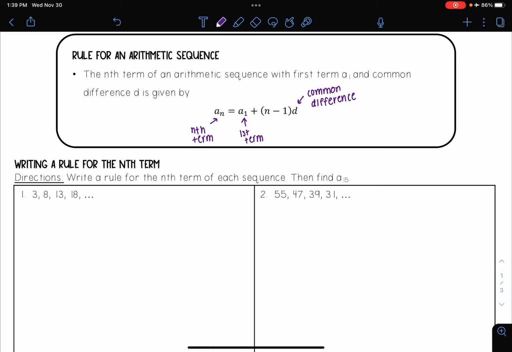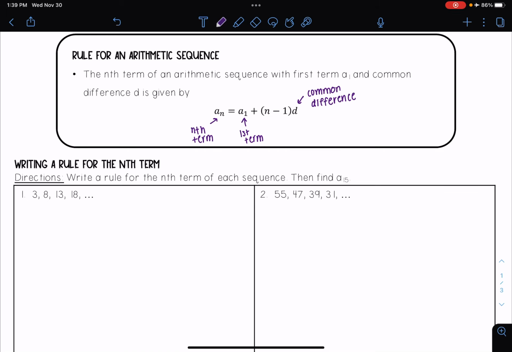And so that means that we can use this rule to find any term that we like. And so, for instance, let's say I wanted to find the 51st term. I can just plug in 51 for n into this formula and plug in what a1 is and d is, and that will find my 51st term.